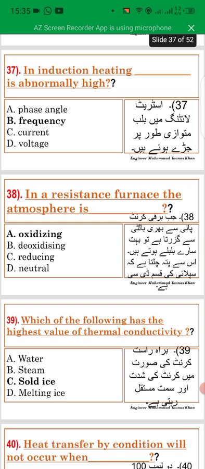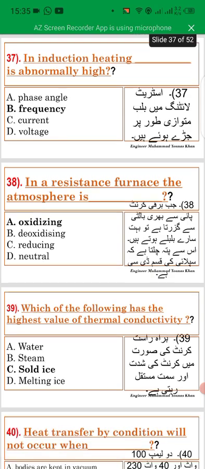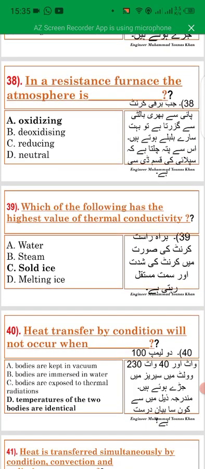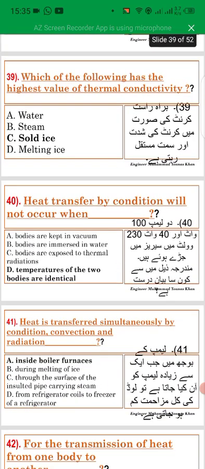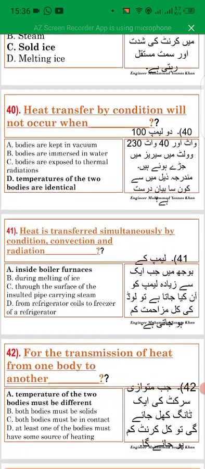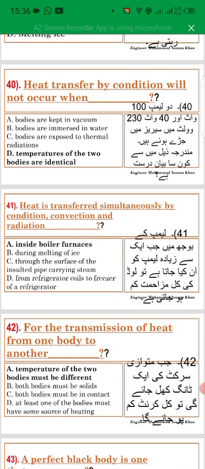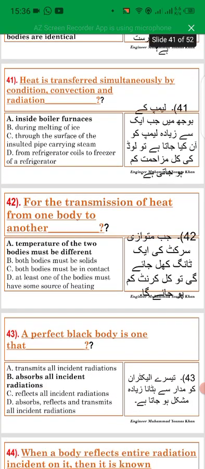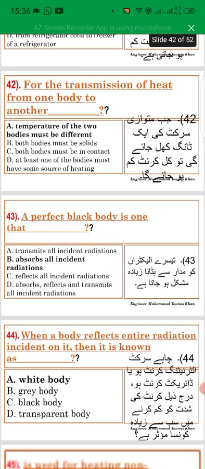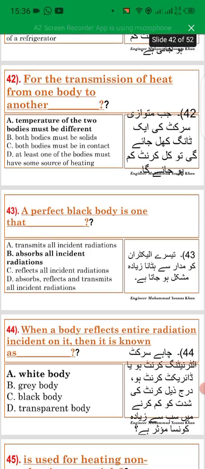In induction heating, frequency is abnormally high. In a resistance furnace, the atmosphere is oxidizing. Which of the following has the highest value of the thermal conductivity? Solid ice. Heat transfer by conduction will not occur when temperature of the two bodies are identical. Heat is transferred simultaneously by conduction, convection and radiation inside boiler furnaces. For the transmission of heat from one body to another, temperature of the two bodies must be different.